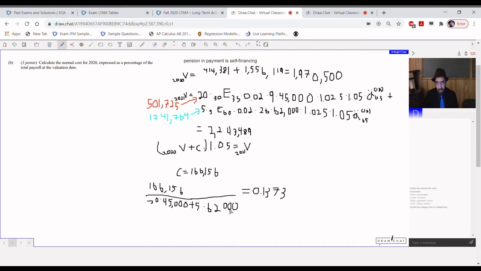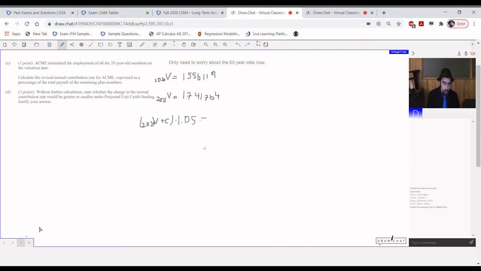Notice that the pension itself does not constitute payroll, right? You're talking about setting aside however much of the salaries you're paying anyway. You don't have to double count in that. You're paying these salaries, setting some aside of that for the pension. The pension that is already in payment, that is already accounted for. So you divide those numbers, you get 13.73%. All right. Rest of the problem is easier.